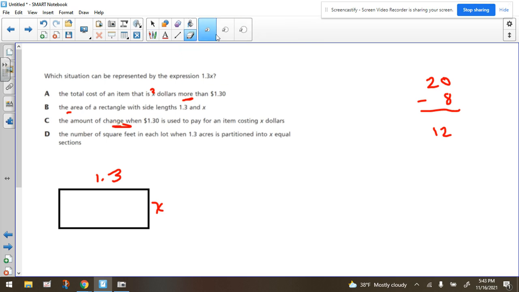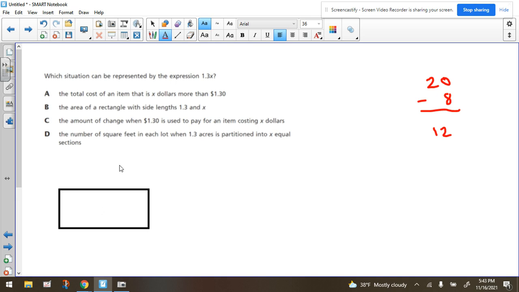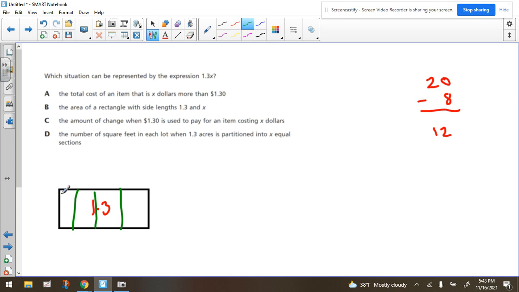Choice D, we're talking about partitioning something. The number of square feet in each lot when 1 and 3/10 acres is partitioned into x equal sections. So that's saying that if we knew that this was equal to 1 and 3/10 acres and we're partitioning it, that means we're breaking this up into a certain number of sections that we don't even know, like this is a section and this is a section. So does that suggest multiplication? When you're partitioning something, doesn't that really mean you're dividing? All right, so choose the one that makes the most sense given everything that I told you.